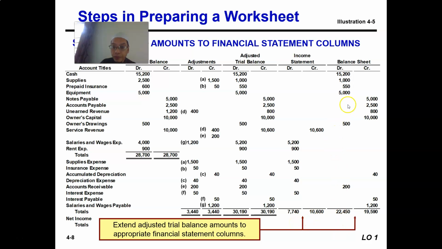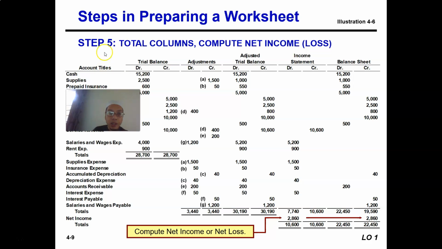Okay. So similarly, in the balance sheet, it differs. We understand that the balance sheet shows asset equals liability plus owner's equity, so it should be equal. So why is there this discrepancy between the debit side and the credit side? The discrepancy is due to the same thing, which is the net income. So what we need to do is in the fifth step. The fifth step is total the columns, compute the net income or loss.